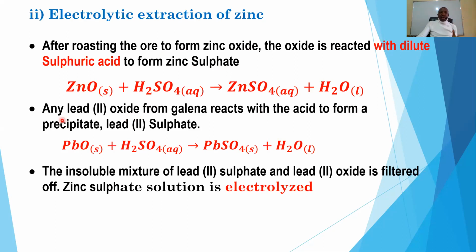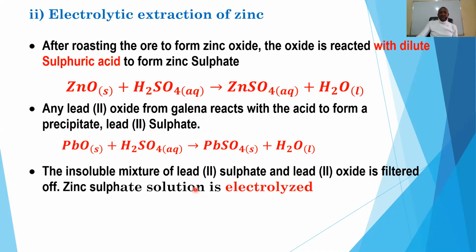Any lead oxide from the galena that could have been formed also reacts with sulfuric acid to form the insoluble lead sulfate, as you can see from here. So the insoluble mixture of lead sulfate and lead oxide is filtered off. The zinc sulfate solution is now electrolyzed.